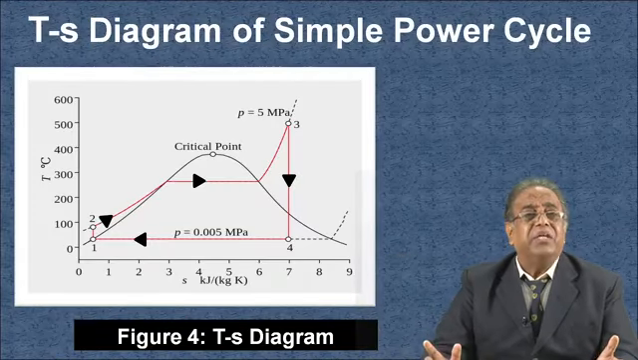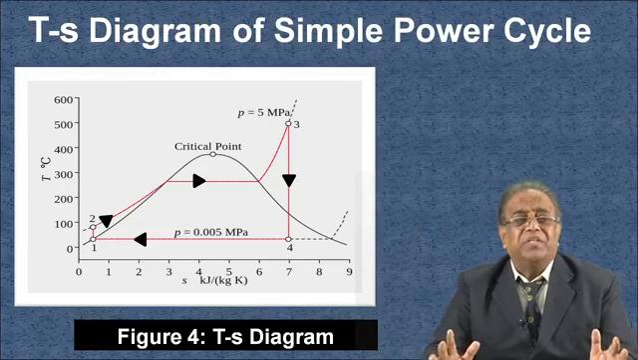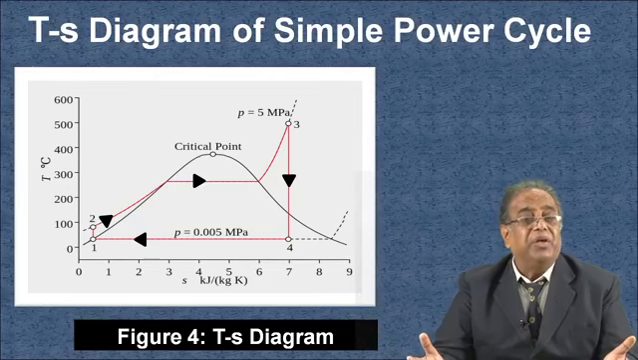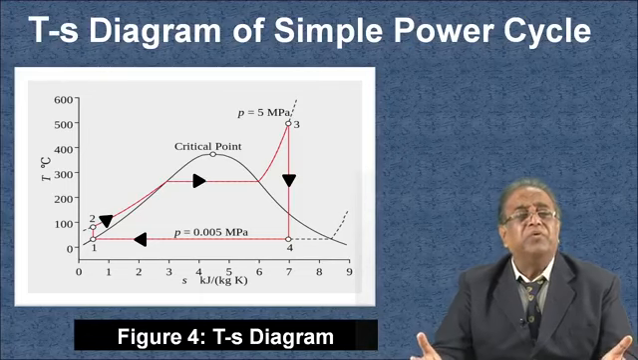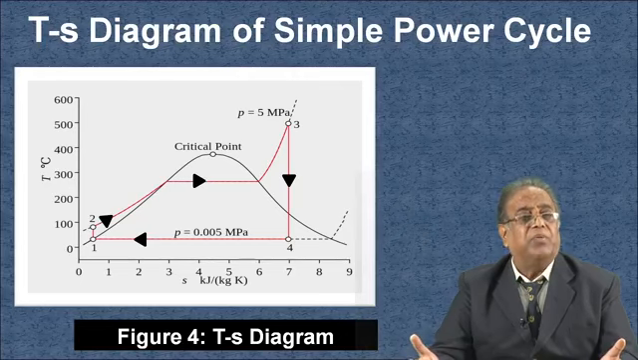Now, this is the TS diagram of the simple power cycle. Whatever we have discussed is depicted in the TS diagram, which we call the temperature-entropy diagram. Here you see the process which we have already discussed in the boiler is from 2 to 3, where the liquid phase of the working substance, that is water, first achieves a temperature of, say, 100 degrees centigrade.